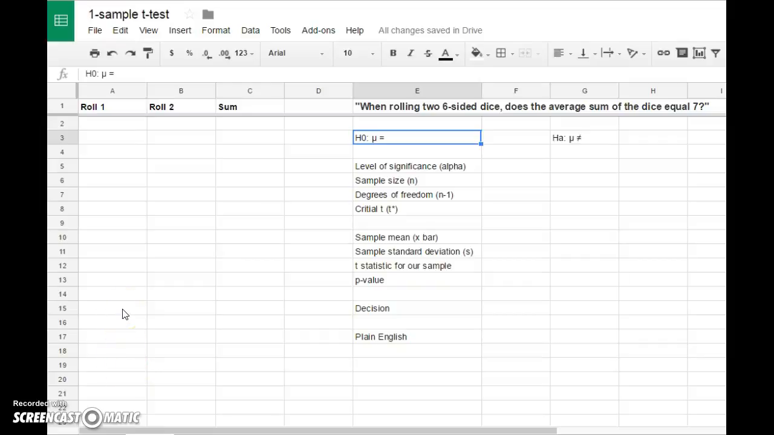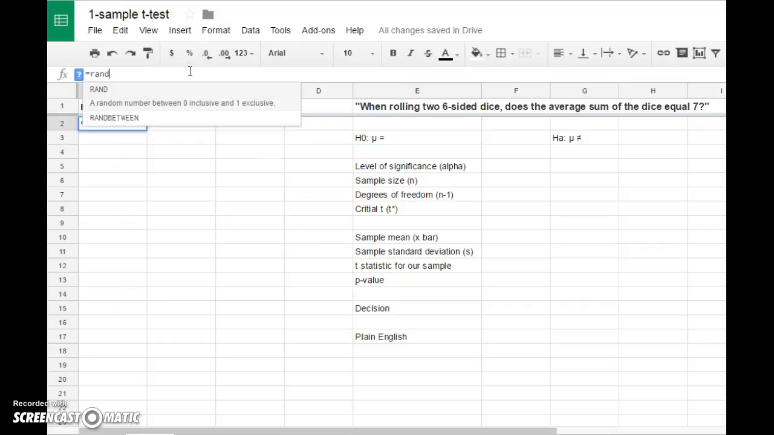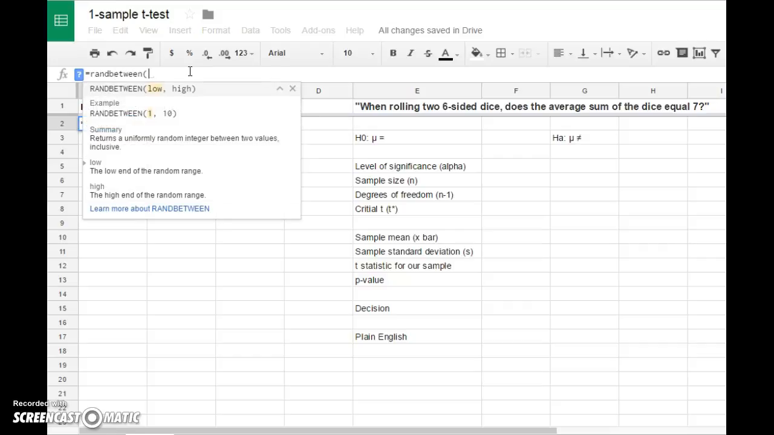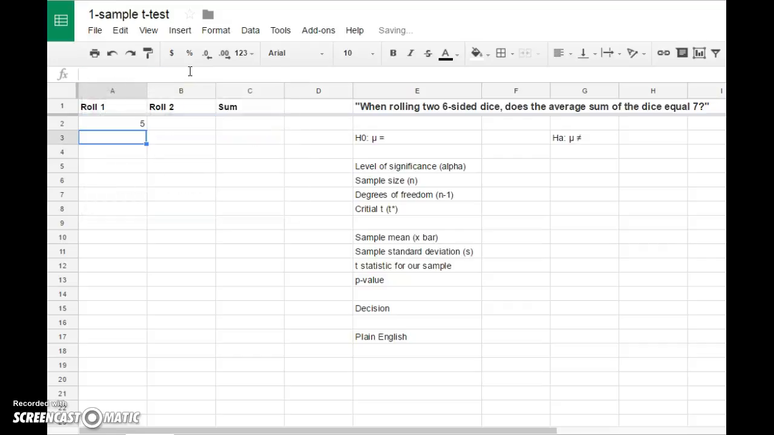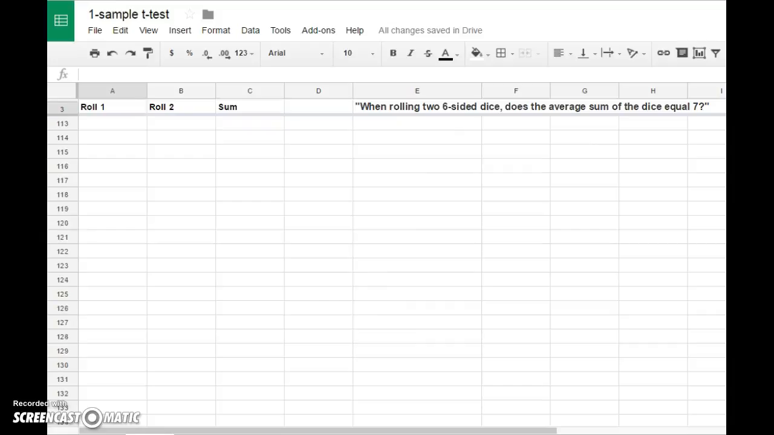Okay, so we're going to be doing 100 rolls of 2 dice. In order to do that, we need to set up something for our first dice. So RANDBETWEEN 1, 6, and a similar thing here for roll 2. And then we can take these rolls and you could drag them down. We could also scroll down until we get to 101.